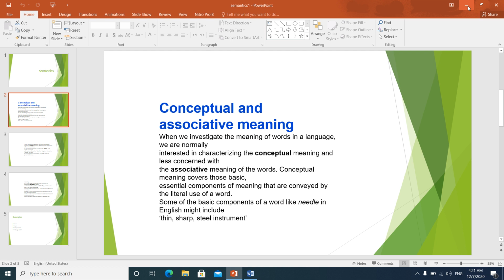Conceptual meaning is the literal meaning, a meaning that represents the concept of a word, a meaning that we can pick in any dictionary. For example, we go to the word dog. I go to the dictionary, I find a definition for the word. As I said, it is animal. What kind of animal? It is a mammal, M-A-M-M-A-L. It has four legs, etc.